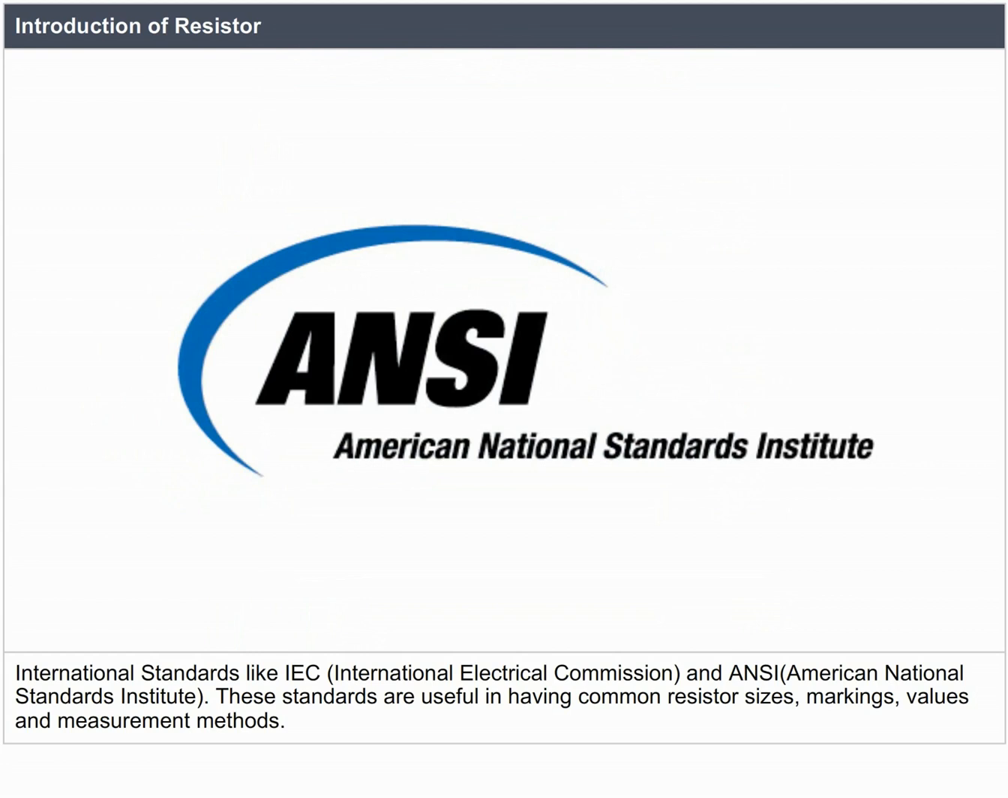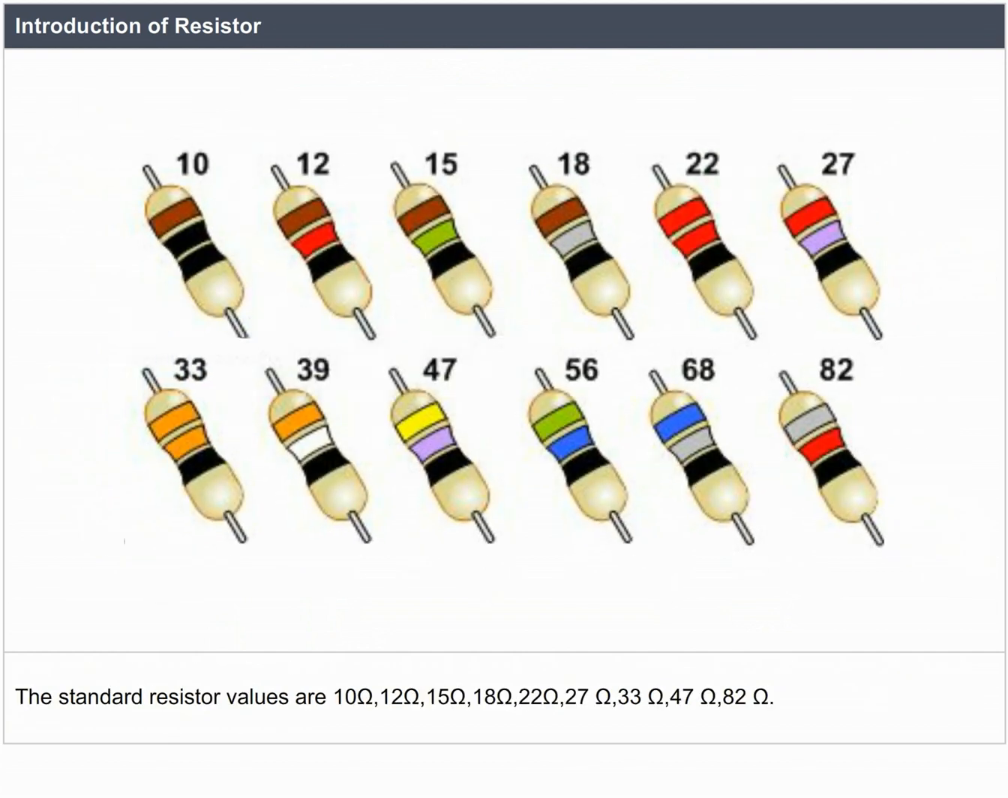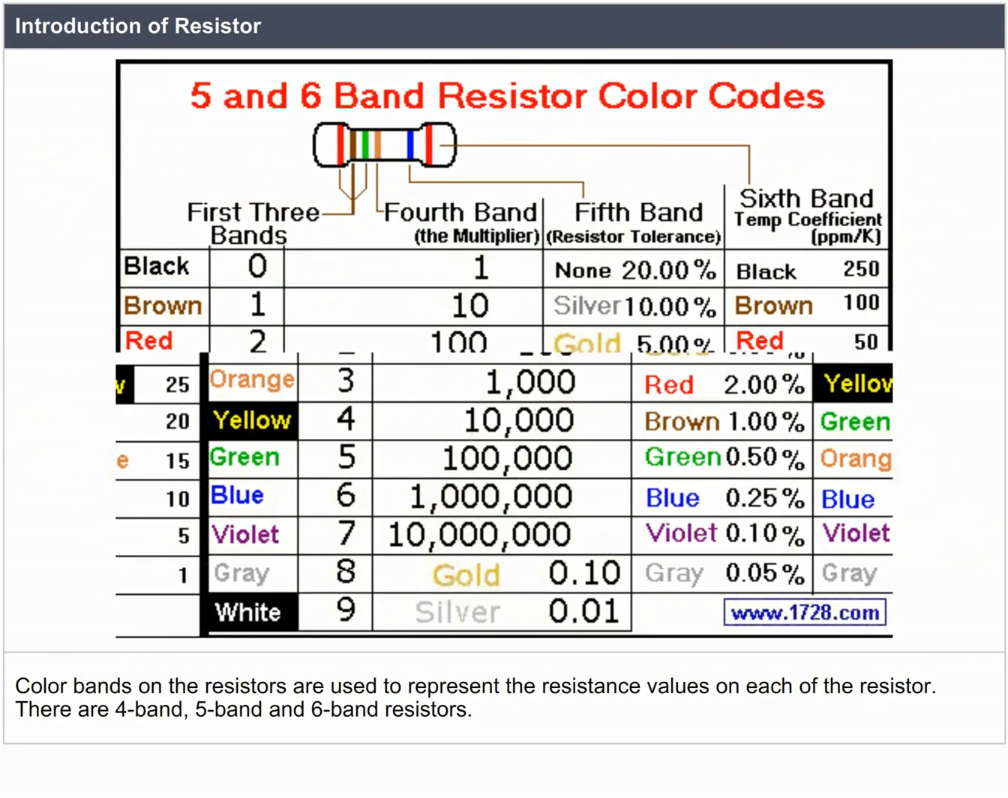These standards are useful in having common resistor sizes, markings, values, and measurement methods. The standard resistor values are 10 ohms, 12 ohms, 15 ohms, 18 ohms, 22 ohms, 27 ohms, 33 ohms, 47 ohms, 82 ohms. Color bands on the resistors are used to represent the resistance values on each of the resistor.